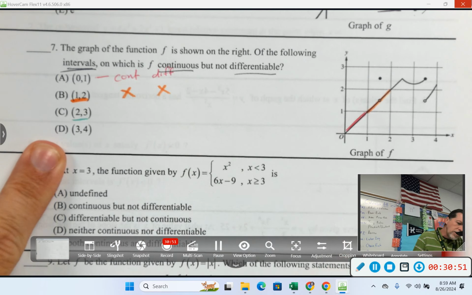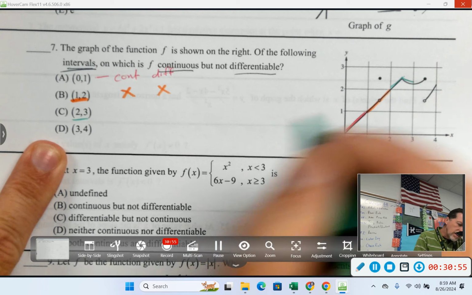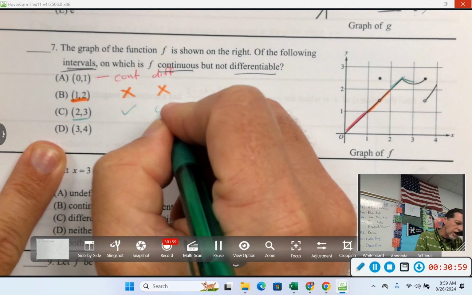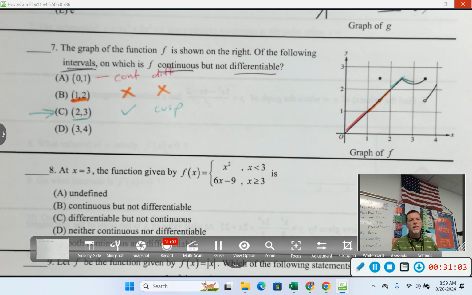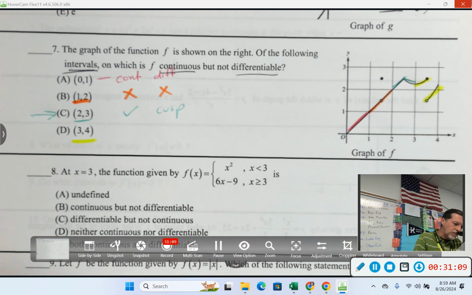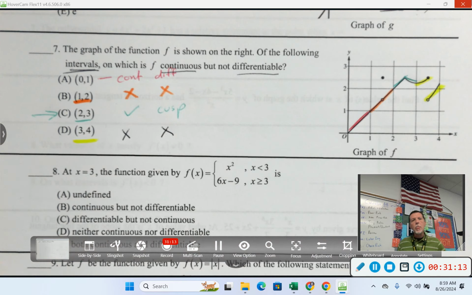From 2 to 3, let's see, it is continuous, but there's a cusp there. So I think we found our spot. Found our answer. From 3 to 4, we'll just check. 3 to 4, that's not continuous. And if it's not continuous, it is definitely not differentiable.